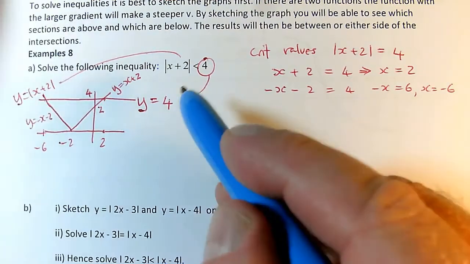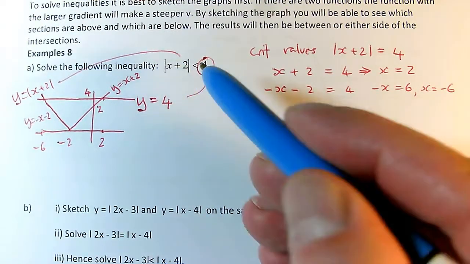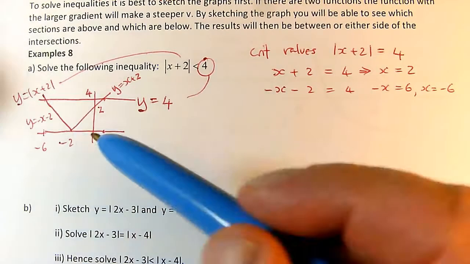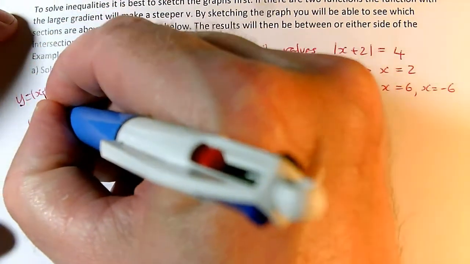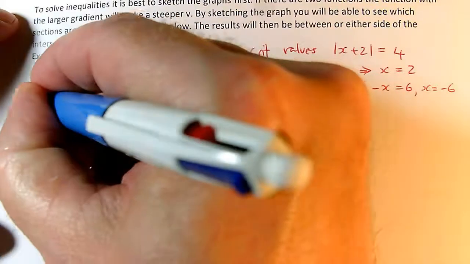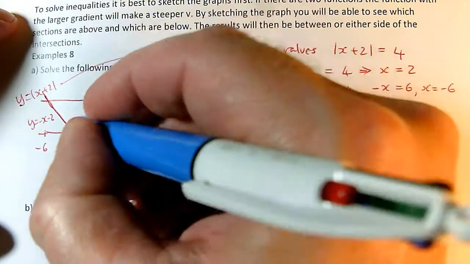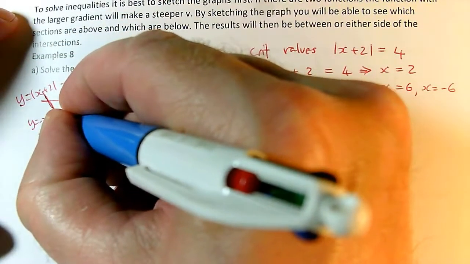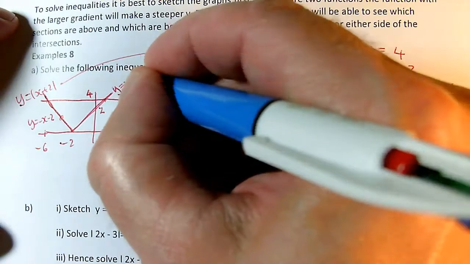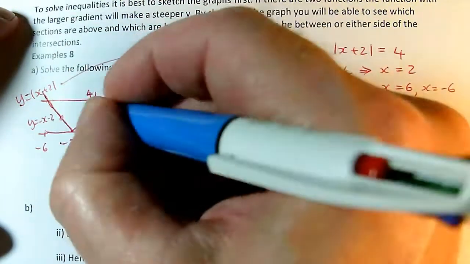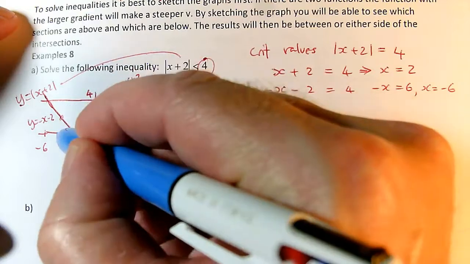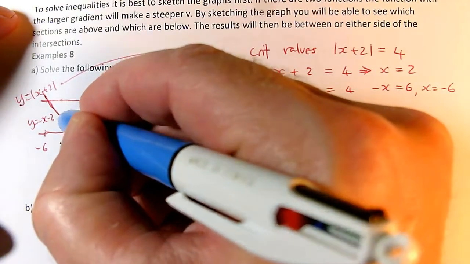So I want the modulus of x plus 2 to be less than 4. So I'm now comparing two graphs. Where is the graph of modulus of x plus 2 less than the graph of 4? Well, an example point would be here. Here, the y-coordinate, the output for the modulus of x plus 2, is somewhere less than 2, but 4 is up here, so this value is clearly less than 4.